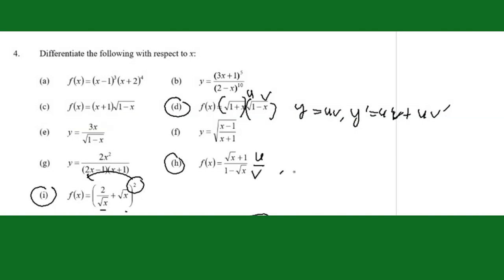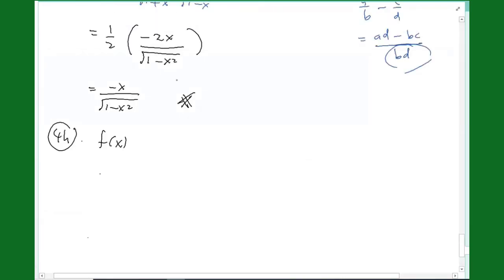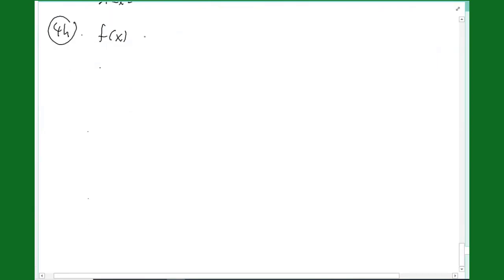U over V. So y equals u over v. y prime is u prime v minus u v prime over v squared. Okay, so for H, actually this one is f prime above, because we use f prime. Same thing. Okay, so in this one using the quotient rule, y equals u over v. So y prime is u prime v minus u v prime over v squared.